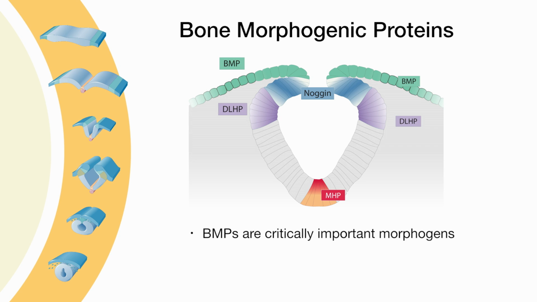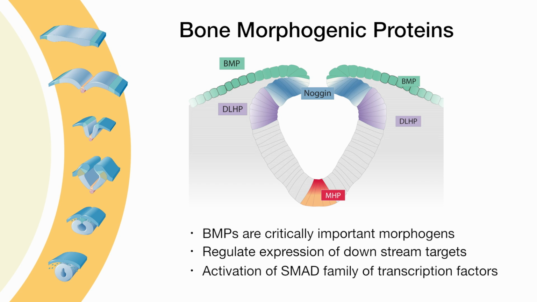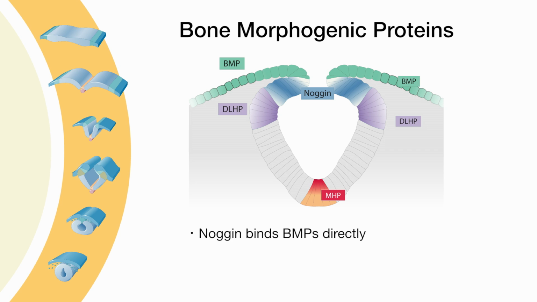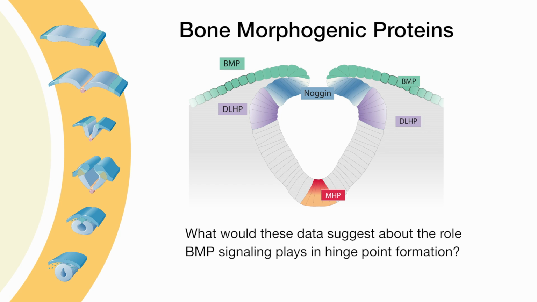bone morphogenic protein. BMPs are critically important morphogens that regulate the expression of downstream targets through the activation of the SMAD family of transcription factors. Now, noggin binds BMPs directly and prevents BMPs' ability to bind to its own receptor. What would these data suggest about the role BMP signaling plays in hinge point formation?